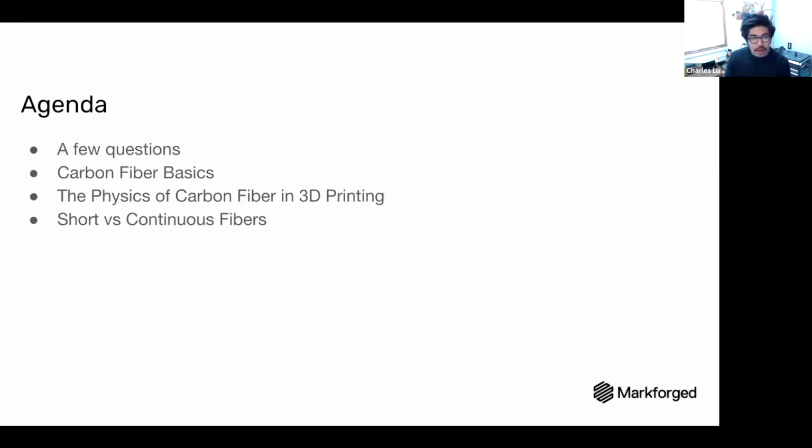So the agenda for today, I'm going to first ask you a few questions. Flip this on you here. Then we'll go through the basics of carbon fiber and talk a little bit about the physics of carbon fiber and 3D printing, and finally go through a comparison of short and continuous fibers. I think the first couple sections will be pretty quick, probably the first 10, 15 minutes, and then we'll spend the bulk of the time on short versus continuous fibers.